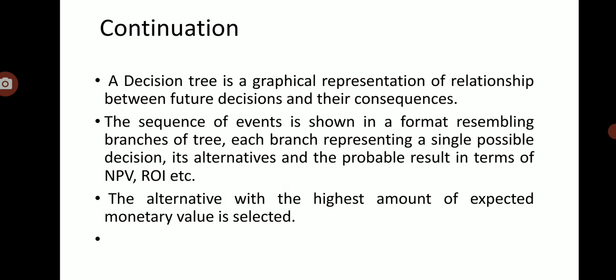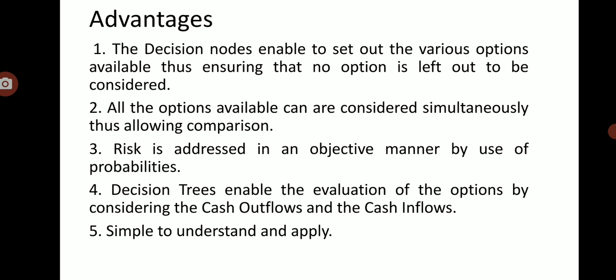Let us discuss one by one the advantages of decision tree analysis. The first and foremost is that the decision nodes enable us to set out the various options available, thus ensuring that no option is left out to be considered. Compared to other algorithms, decision trees require less effort for data preparation during pre-processing. Second, all the available options are considered simultaneously, thus allowing comparison. And third, risk is addressed in an objective manner by the use of probabilities.